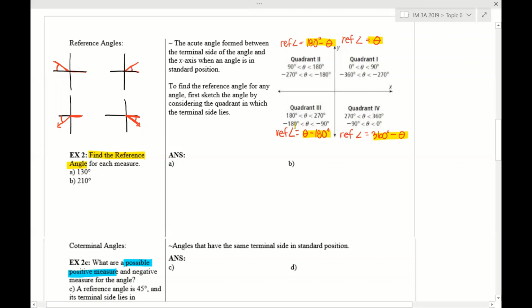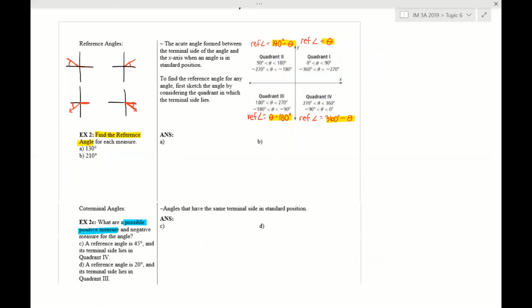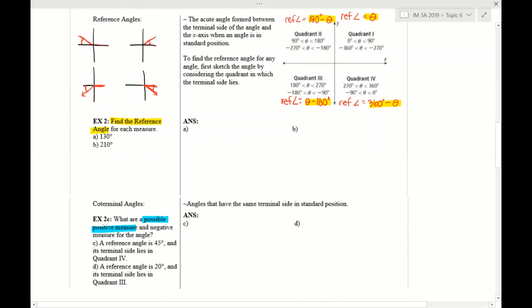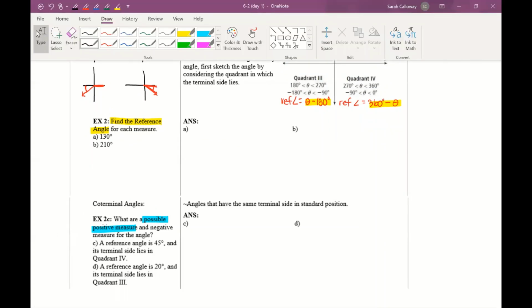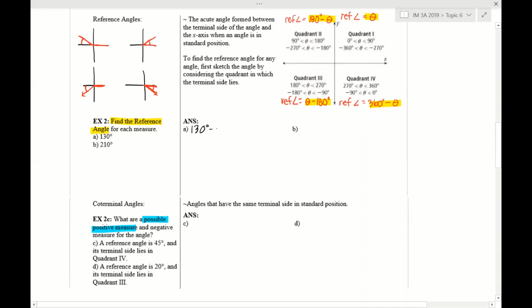For this first example 2, ultimately I'm identifying which quadrant the angle lies in. If I have an angle of 130 degrees, 130 is between 90 and 180, so that angle is going to end up in quadrant 2. I'm thinking about where this angle lies. If you need to, draw the visual and label it: remember that this is 0 degrees, this is 90 degrees, this is 180, this is 270, and this is 360. That'll help you figure out which quadrant we're in.